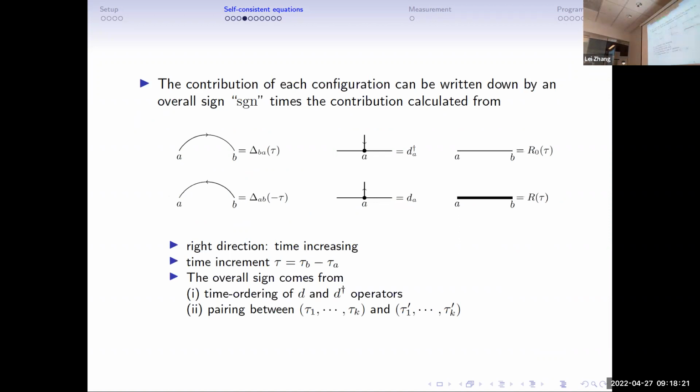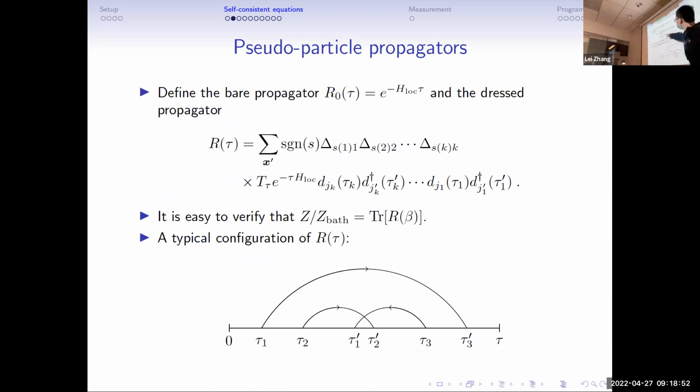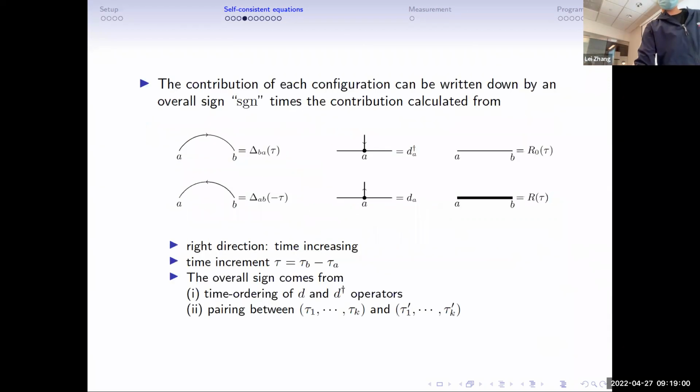And for each configuration, you can write down its contribution as follows. It equals an overall sign, which will be analyzed later, times the contribution calculated from this small segment. And you should be careful that in our diagrams, the right direction corresponds to the time increasing. However, in the expression here, because of the conventional t tau, the left hand side corresponds to the time increasing. So you should be very careful about that.